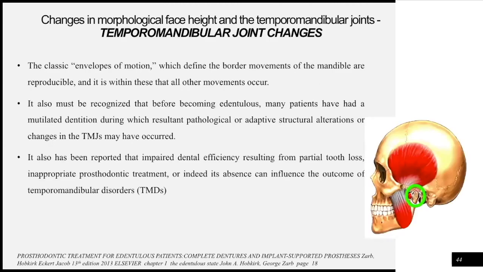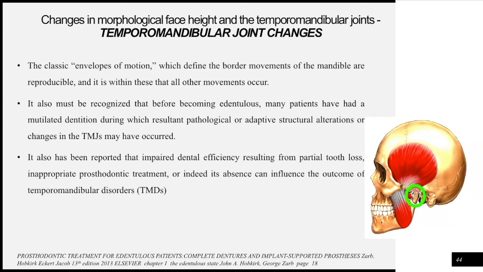Coming to changes in the TMJ, the classic envelope of motion is defined: the border movements of the mandible are reproducible, and it is within these that all other movements occur. It must also be recognized that before becoming edentulous, many patients might already have mutilated dentitions, which can result in a pathology or an adaptive structural alteration of the TMJ, and the changes in the TMJ may have occurred.